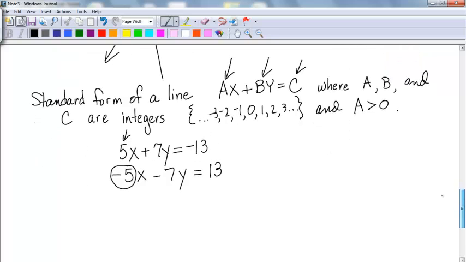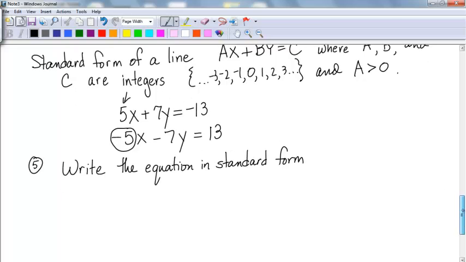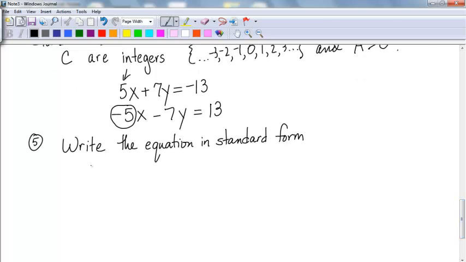Let's look at an example with that one. Say they ask you to write the equation in standard form. So you really have to look at the directions. Are they asking for slope intercept form, point slope form, or standard form? Let's say the one I have up here, y equals 3/2 x plus 3.